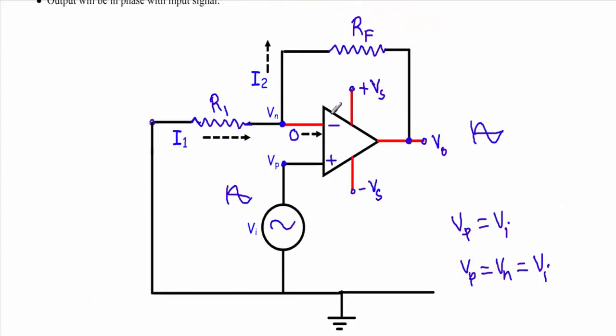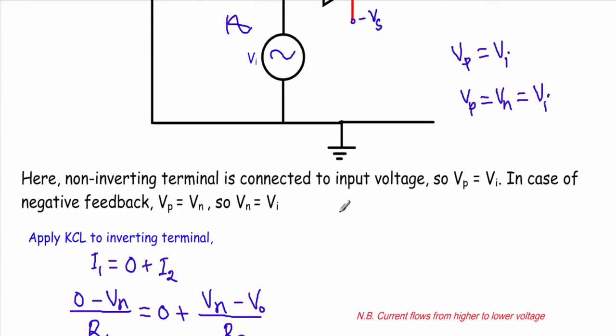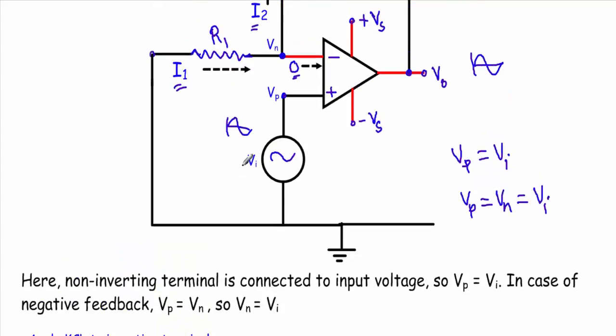After that I will apply Kirchhoff's current law to this inverting terminal. Kirchhoff's current law means that there will be three currents. One is this incoming current at this inverting terminal, and two outgoing currents from this inverting terminal. So the incoming current I1 will be equal to the summation of outgoing current, 0 plus I2. Now what is the current I1? See, this R1 is directly connected to ground, and the ground has a potential of 0 volt, and this terminal has a potential of Vn. We don't know the value of Vn.